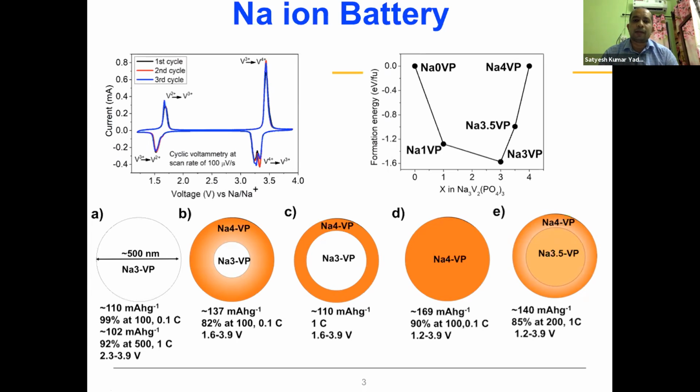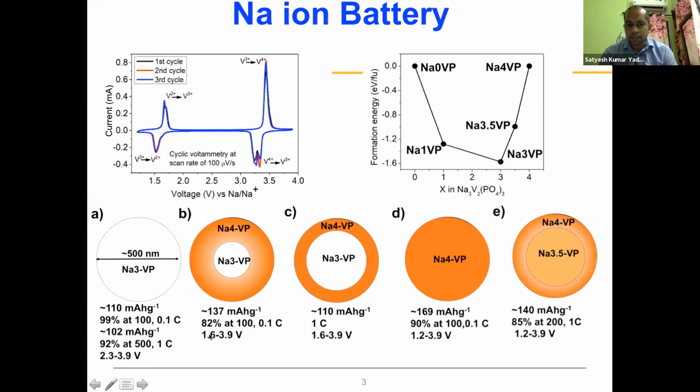So we started calculating, maybe it has something to do with the kinetics, not really thermodynamics. This is where we found the explanation, which was that when you are charging and discharging only up to Na3, the diffusivity of sodium up to the formation of Na3 is pretty high, so it can easily charge and discharge in the particles of 500 nanometer.